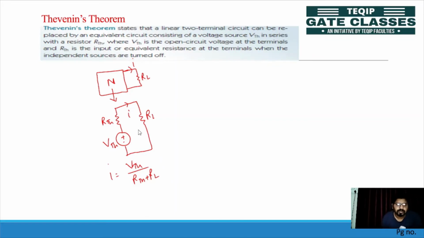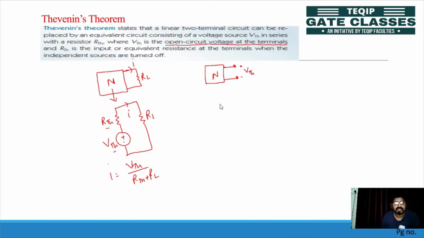But what is this VTH and this RTH? VTH is the open circuit voltage at the terminal. It means you have to open circuit this terminal, where there is a load, you have to open circuit that terminal and find the open circuit voltage. Like if you have a network here, open circuit that load and find the voltage here, that is your VTH.